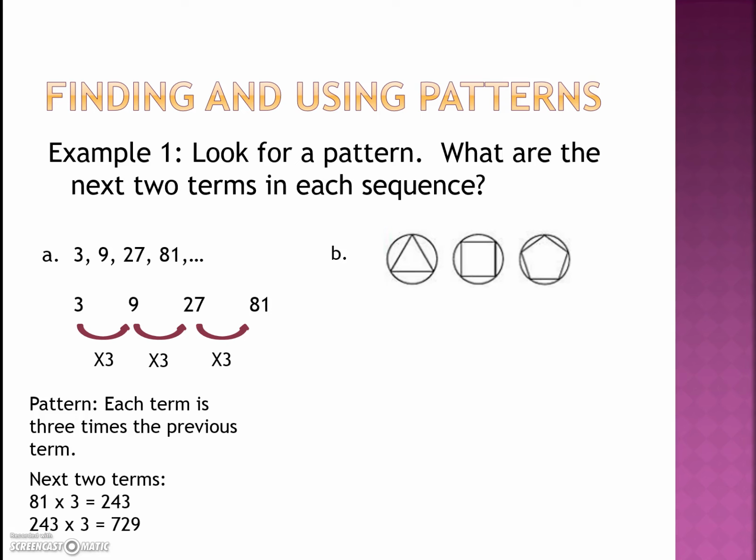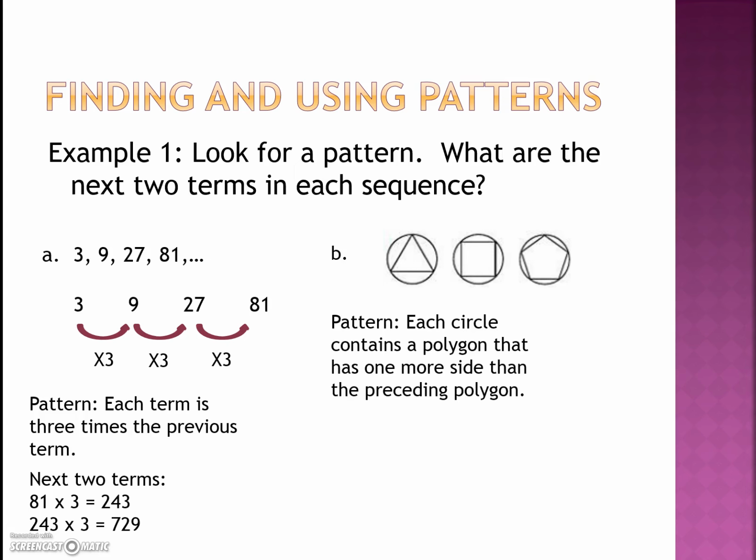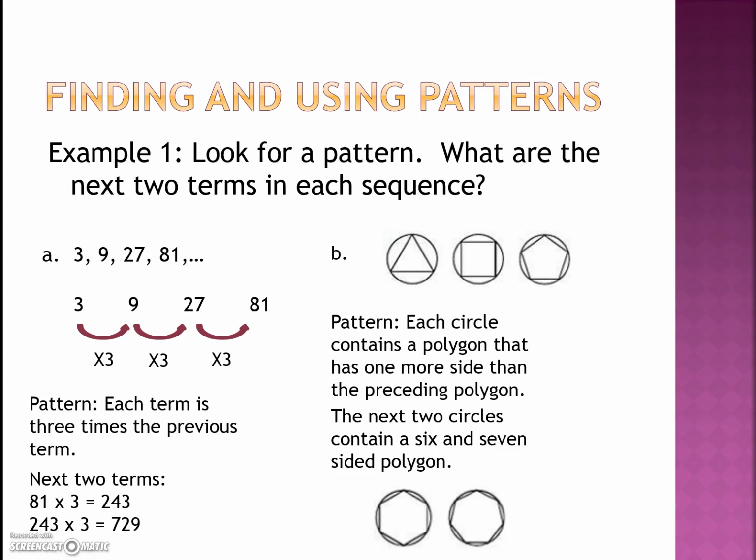Our next example is more of a visual pattern. Everything has a circle in it, so inside is what we're worried about. The first one has a triangle, so 3 sides. The next one is a quadrilateral, or 4 sides. And the one after that is a pentagon, or 5 sides. So what I'm noticing is that as I increase in the term, I'm increasing the number of sides by 1. My pattern is each circle contains a polygon that has 1 more side than the preceding polygon. So the next 2 have to have 6 and 7 sides. This is what they would look like: the first would have the hexagon, and the second would have the heptagon inside.